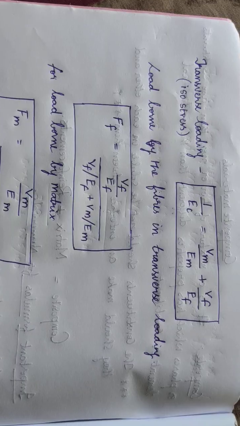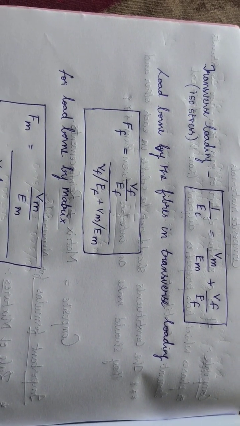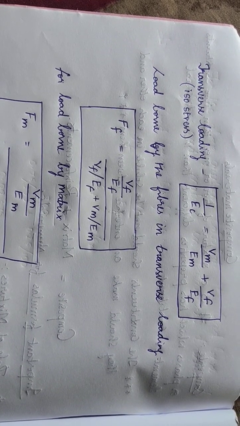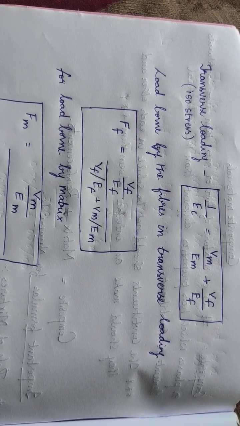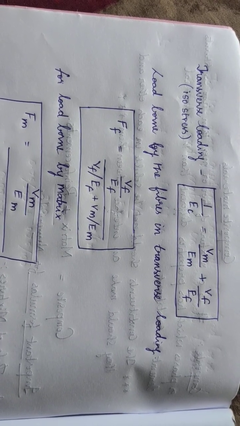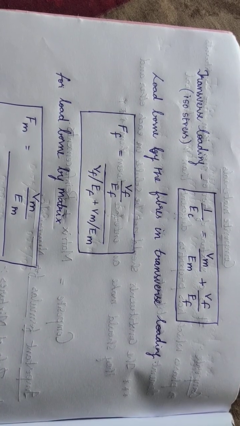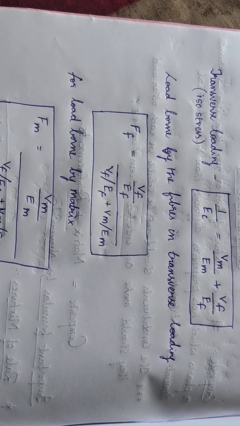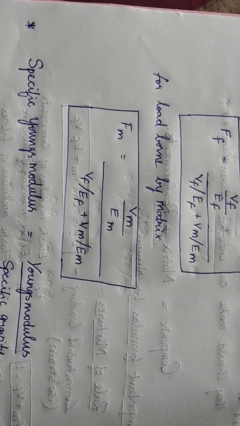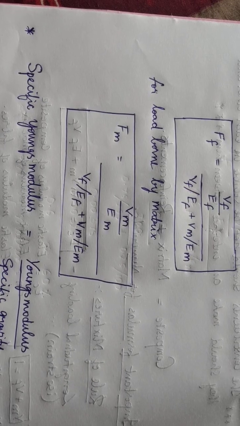The load borne by the fibers in transverse loading is given by the formula below. Ff equals Vf by Ef divided by 1 by Ec, simply given as Vf by Ef plus Vm by Em. Similarly, for the load borne by the matrix, Fm equals Vm by Em divided by Vf by Ef plus Vm by Em.